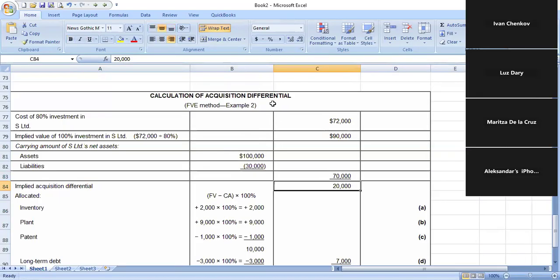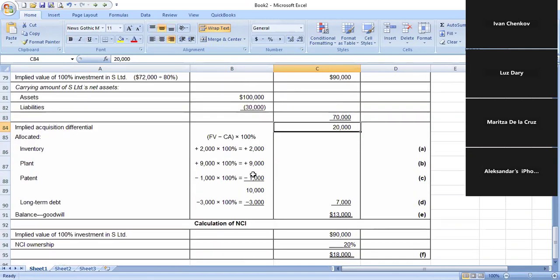How am I going to allocate that acquisition differential? 10,000 is going to go to the assets. 3,000 is going to go to the liability. In total, net will be 7,000. Make sense? So the balance of the goodwill in this case will be 13,000.